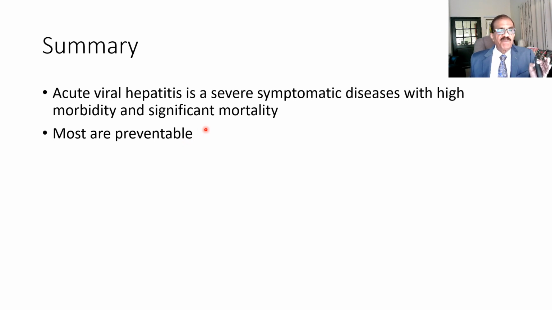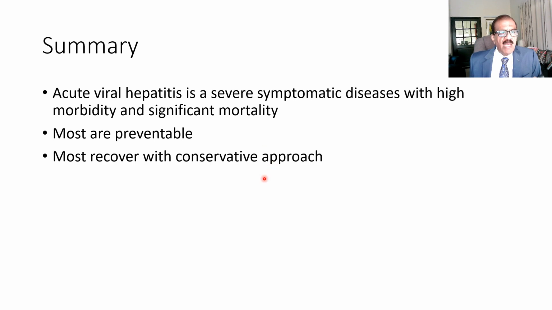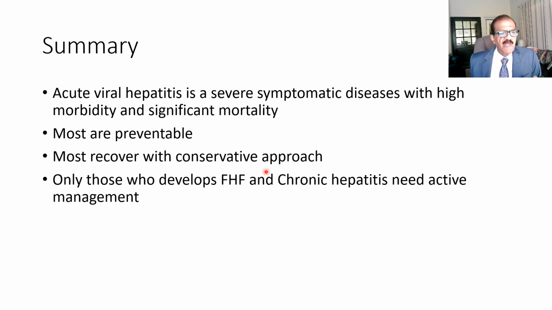Now this is interesting. Though they can cause acute severe disease, and can cause chronic disease, they are preventable diseases by good hygiene and by vaccination. Most recover with the conservative approach I just mentioned, and only those who develop fulminant hepatic failure and chronic hepatitis need active management. This patient would require hospitalization in intensive care, maybe liver transplant. Chronic hepatitis, both B and C, is treated as outpatient. We have very effective antiviral agents for them.